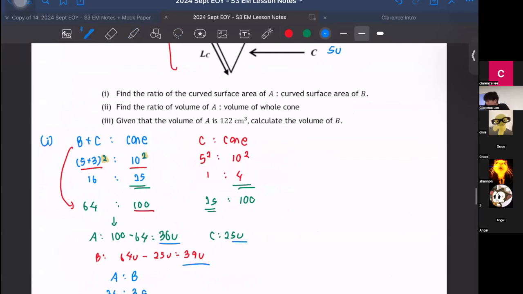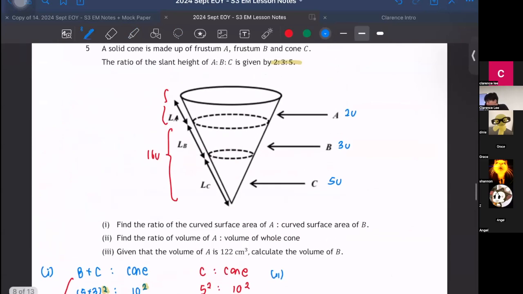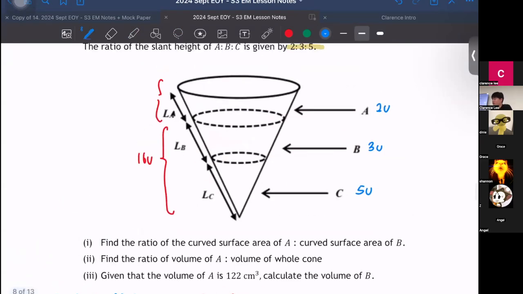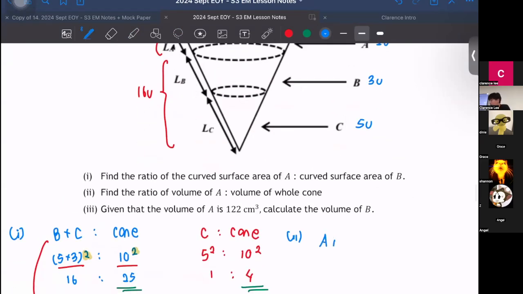Okay, very good. So now we look at part 2, the ratio of volume of A to the volume of the whole cone. So once again, A is not a cone. So I cannot use my ratio of volume formula whereby I cube the ratio of length, because they are not similar. A is not similar to the cone. So I must do what I did in the previous question just now.